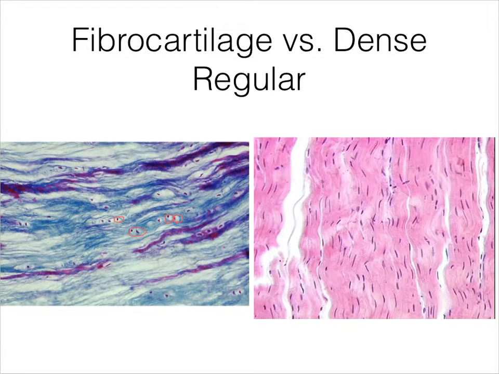Whereas over on the dense regular connective tissue, you can see these flat nuclei interspersed, and that they're definitely not in lacuna. And that's probably the main way that you're going to tell them apart. You're going to look at the shape of the nuclei. You're going to look at, do these nuclei tend to be surrounded by a lacuna?